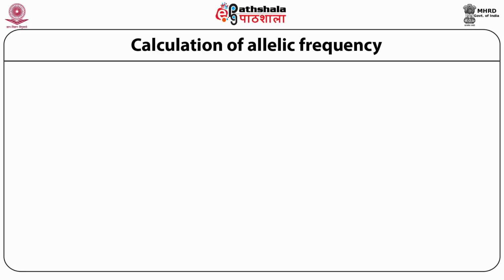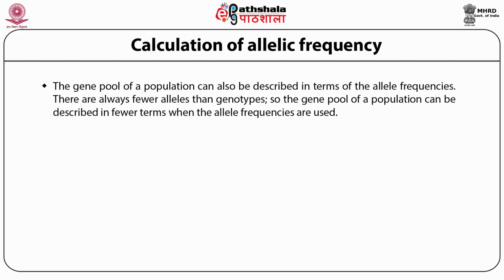Now, how to calculate the allele frequency from the genotype frequencies? The gene pool of a population can also be described in terms of allele frequencies. There are always fewer alleles than genotypes. So, the gene pool of the population can be described in fewer terms when the allele frequencies are used.